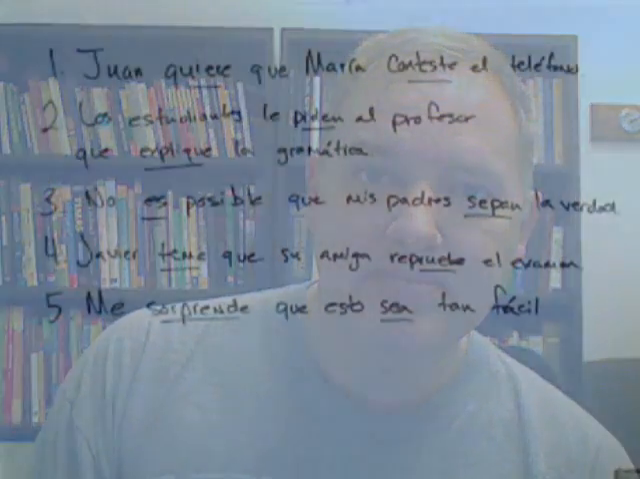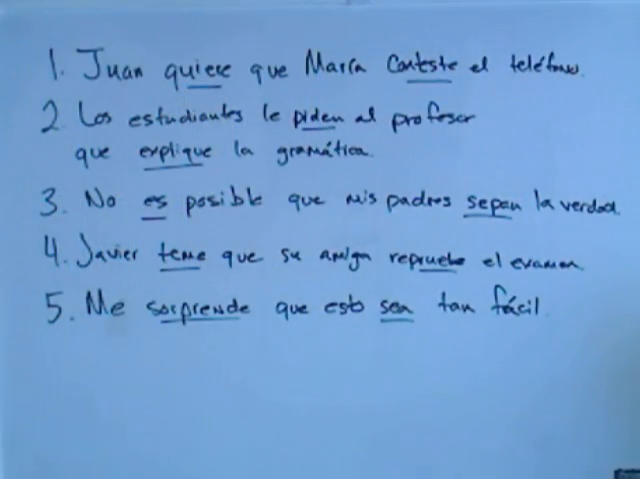Okay, here come those examples. These are the sentences that I have, and I want to see if you can convert from present subjunctive situations to past or imperfect subjunctive. The first one reads, Juan quiere que María conteste el teléfono.